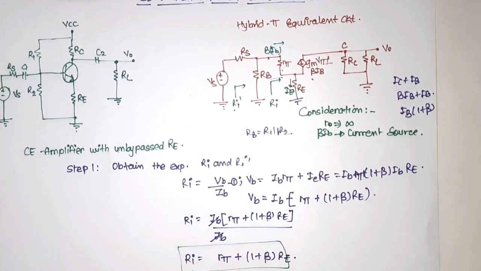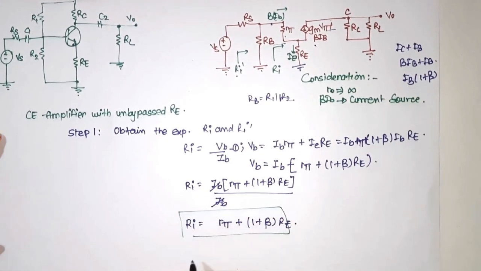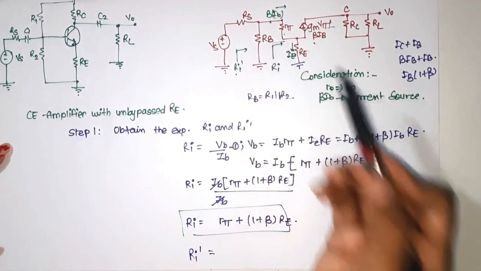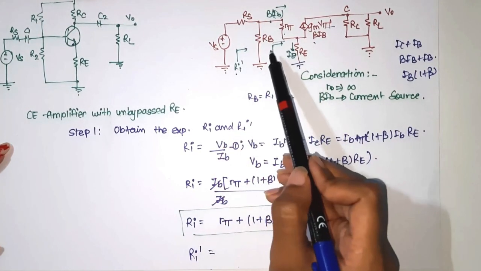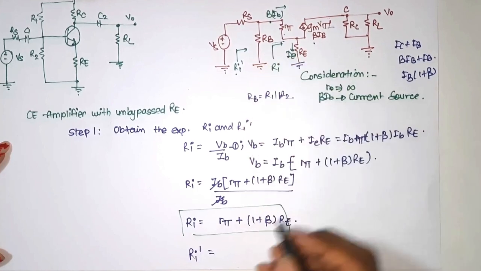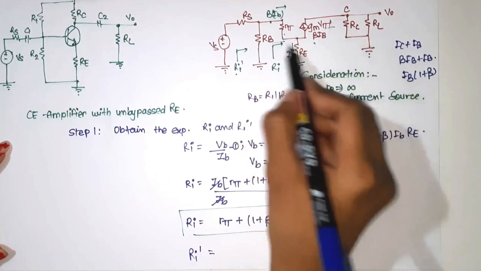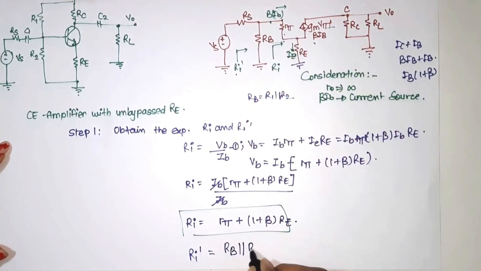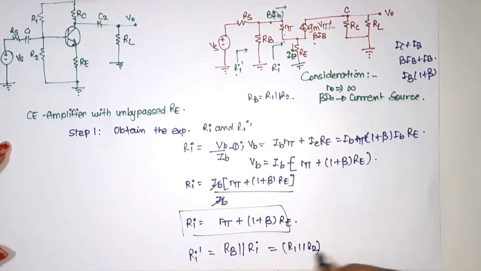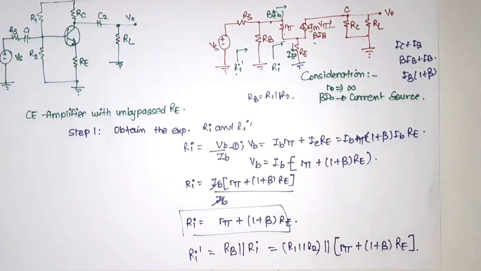Now we need to calculate the value of Ri dash. Ri dash is represented over here. As you can see from here, we have the source resistance as well as RB, and then the other resistances. Since we are seeing from here, the only resistances that we could see are RB and this circuit. So it is RB in parallel with the Ri circuit. RB we know is R1 parallel R2. This is in parallel with Ri, and the value of Ri is R pi plus 1 plus beta times RE. So this is the value of Ri dash.